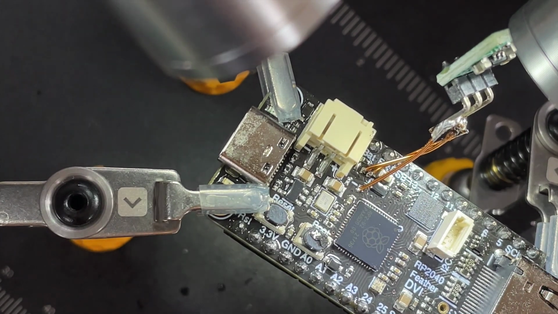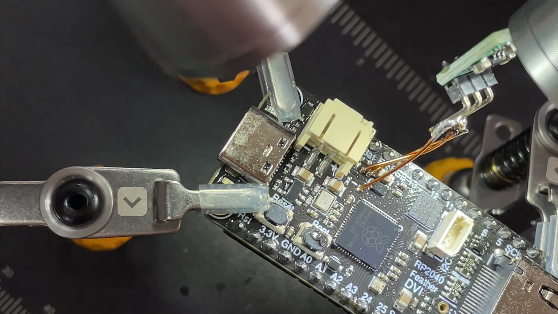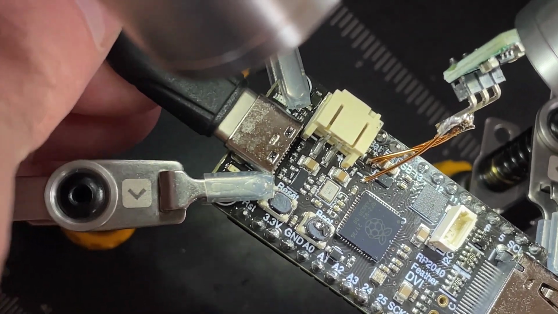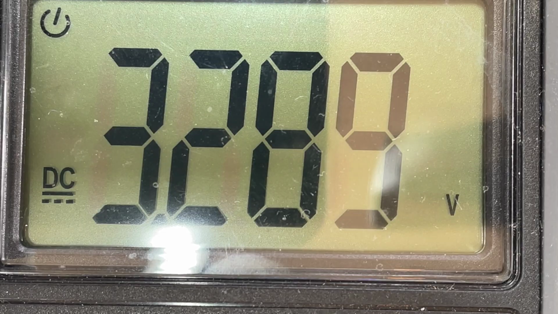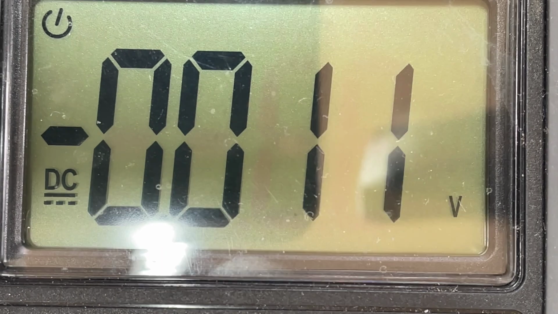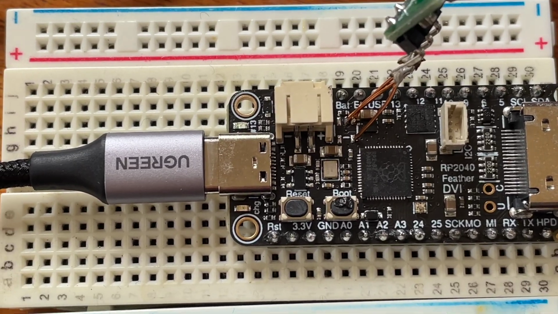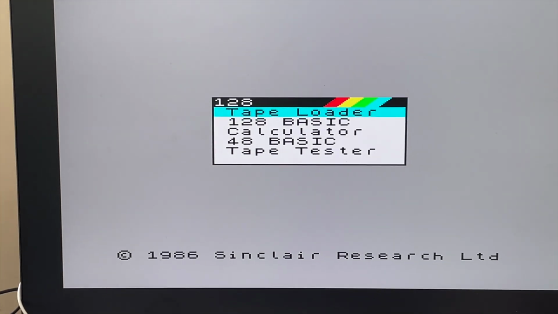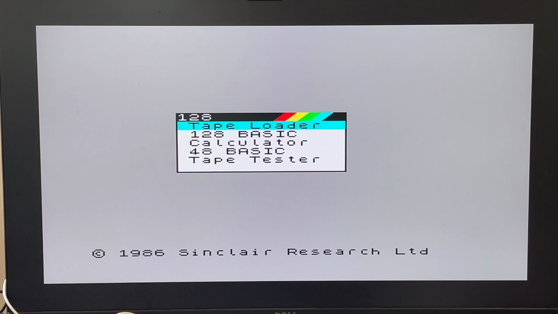Let's check. See if we get 3.3 volts where we expect it. Or did we just get magic smoke? 3.3 volts. Brilliant. Plug this in and see if it actually does work. Okay, the board's plugged in, and have a look at this. There we go. DVI output working nicely.